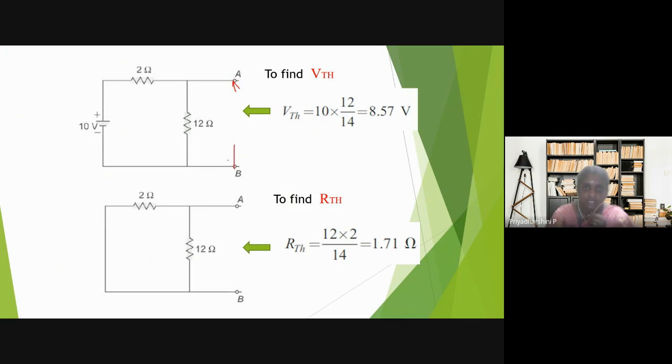Across this terminal, what is the voltage? For that we have to use all the other parameters to find the voltage across terminals A and B. We know that in parallel the voltage is the same. So if I find the voltage drop across the 12 ohm resistor, it is equal to the voltage across terminals A and B.